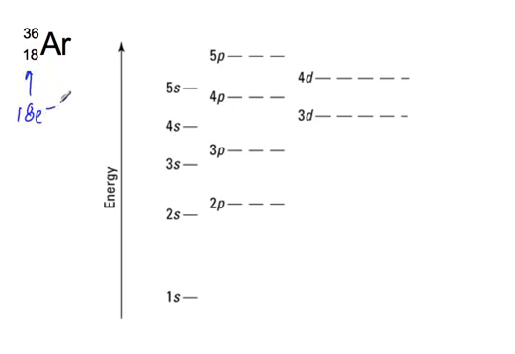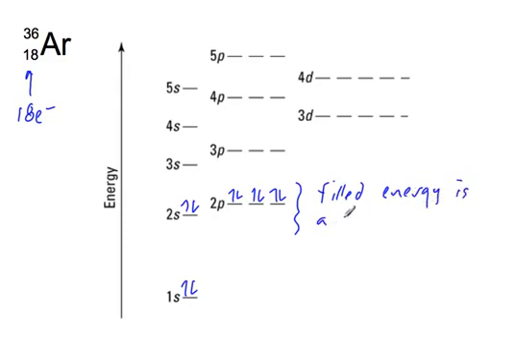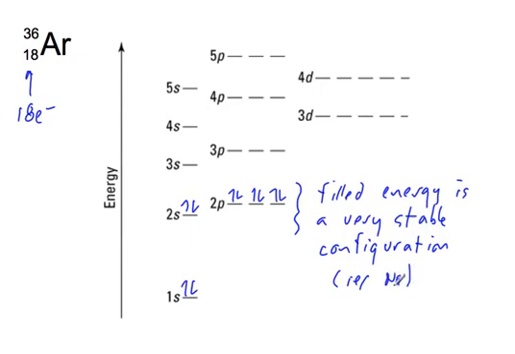And so we're going to start at the bottom. 2, 4, 7, 10. And notice here, I just want to pause for a second and look at what we have here: a filled energy level. And that is a very stable configuration. And so, not surprisingly, we're representing a noble gas here. If I was to stop here, I would have done an electron configuration for neon.